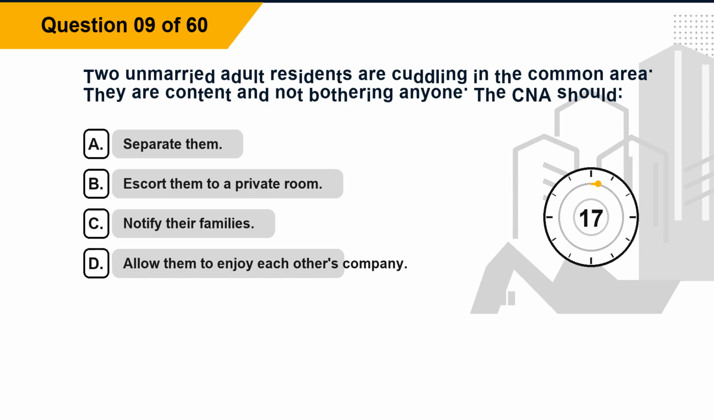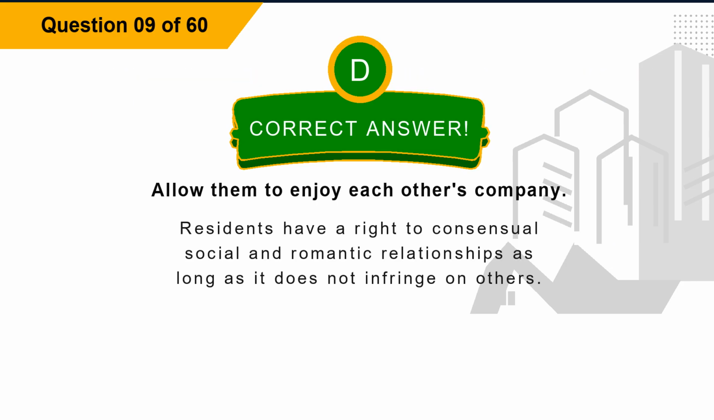Question 9. Two unmarried adult residents are cuddling in the common area. They are content and not bothering anyone. The CNA should. Option A. Separate them. Option B. Escort them to a private room. Option C. Notify their families. Option D. Allow them to enjoy each other's company. The correct answer is option D. Allow them to enjoy each other's company. Explanation. Residents have a right to consensual social and romantic relationships as long as it does not infringe on others.